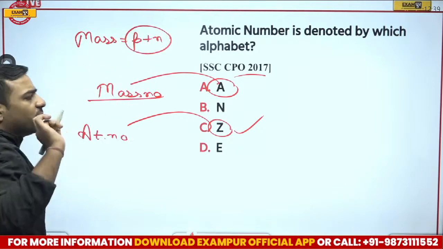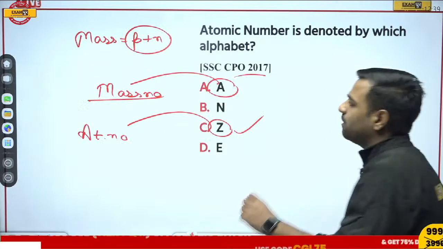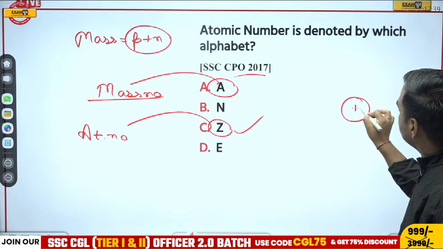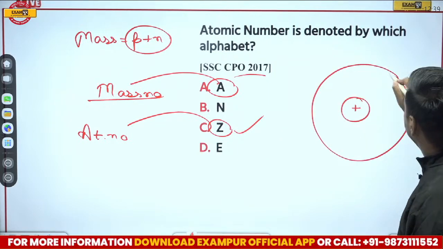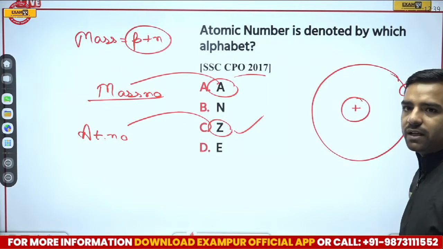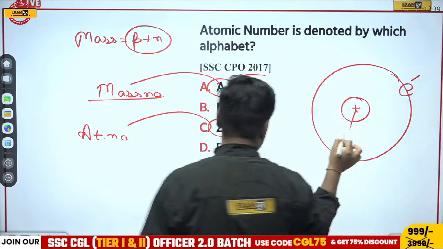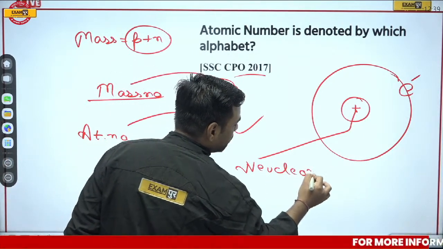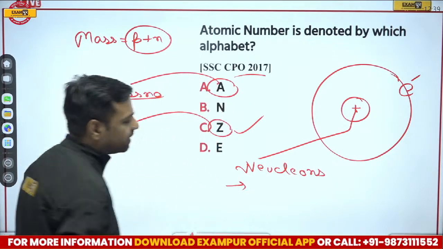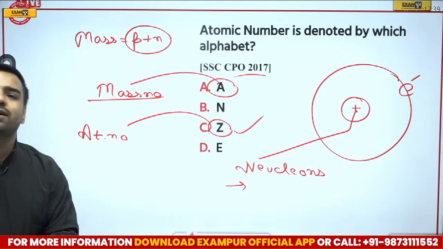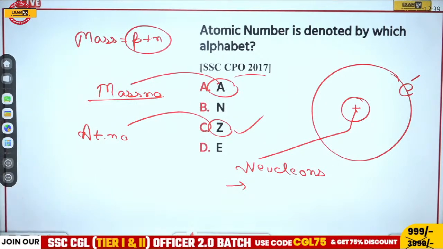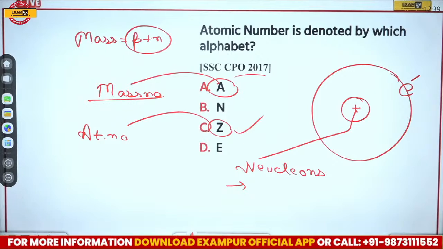I guess everyone is aware of this part, that whenever we talk about any atom, in the center we have the nucleons and outside we have electrons that are revolving. Now if I talk about this part, that is nucleons, do you know what nucleons consist of? Can you answer this part? What is actually a nucleon? I want the answer from everyone.